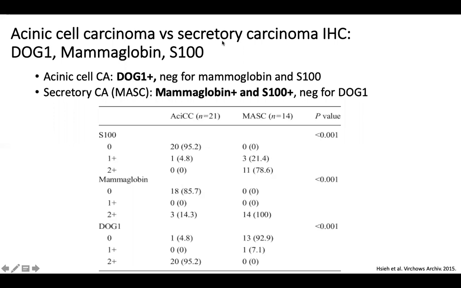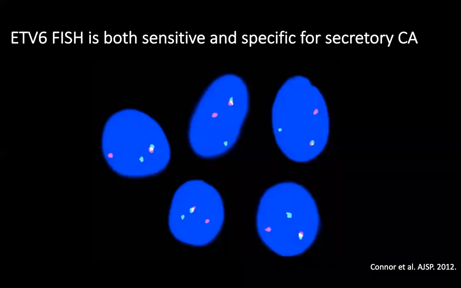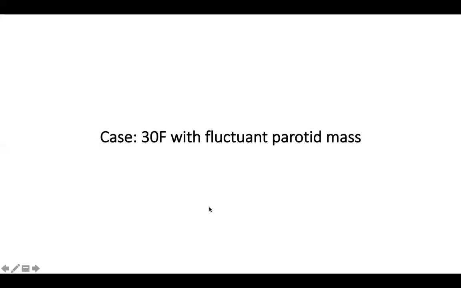But having said that, if the patient has really aggressive disease and they want to target it for therapy, they're obviously going to have to send for the molecular to confirm that there is actually an NTRK rearrangement. And then remember, if you have ETV6 FISH, you can also do that. And you can see this rearrangement here with the break-apart probe confirming that this is secretory carcinoma.